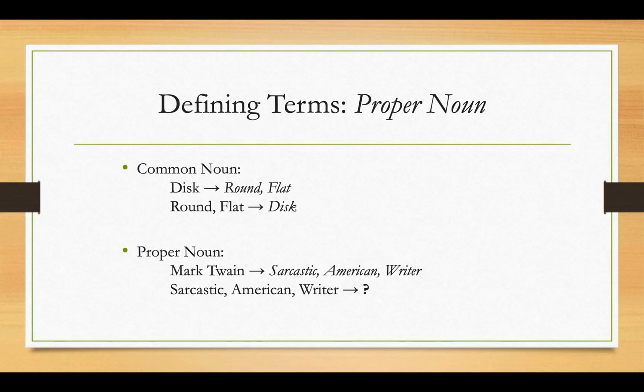So that relationship between sense and the common noun is injective. It goes both ways. Whereas for a proper noun, such as Mark Twain, I could list a number of characteristics that describe Mark Twain, such as he's a sarcastic American writer. But if I continue listing these characteristics, there is no number of characteristics that I could give you that could force you to inevitably come up with Mark Twain.